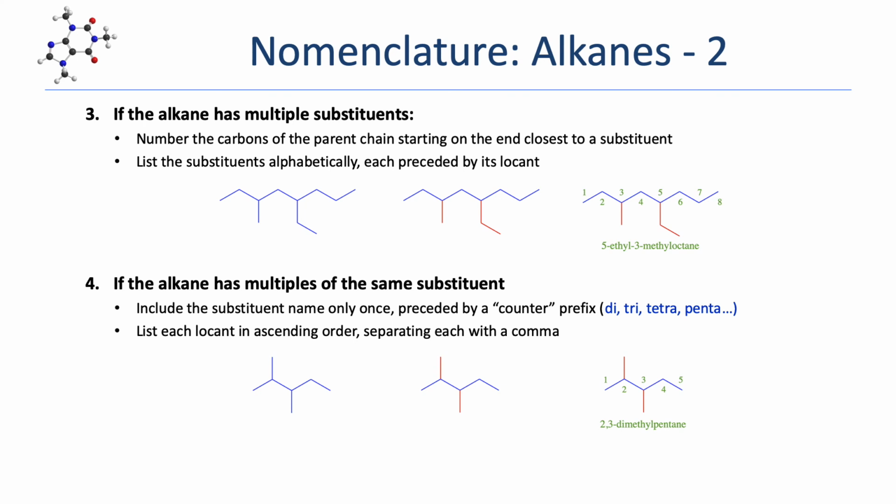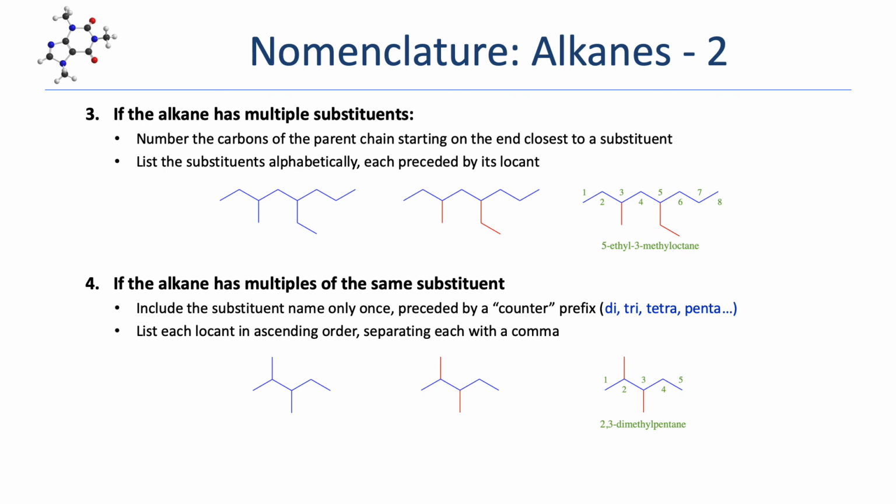So in this case, numbering from left to right, we would get to a substituent, a methyl substituent on 3. If we started on the right, we would actually get to a substituent, an ethyl substituent on 4. And since 4 is not lower, we start from the left side, right? That gets us methyl on 3. So in this case, we number the parent chain left to right.